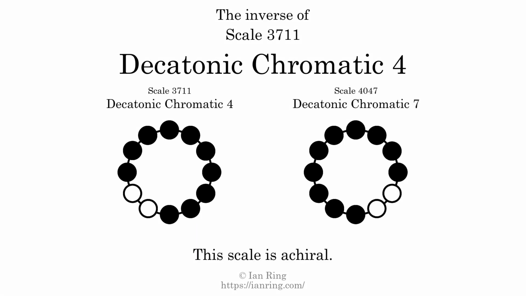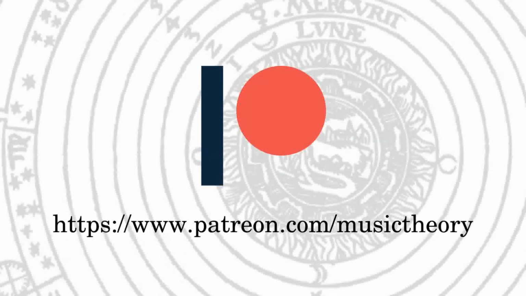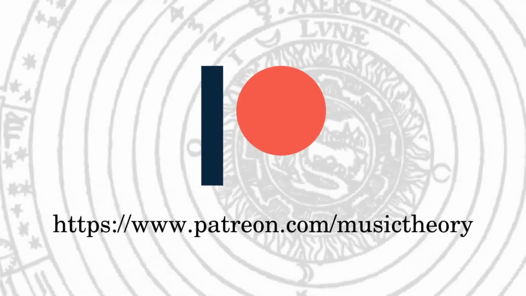The inverse of a scale is a mirror image. It is what you get when the sequence of intervals is reversed. The inverse of this scale is scale 4047, also known as Decatonic Chromatic 7. This scale is achiral, since it can transform into its own reflection by a rotational transformation. This scale has no rotational symmetry. For even more detail about this scale, visit ianring.com/musictheory/scales/3711.